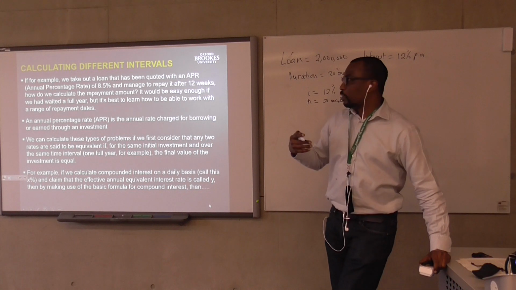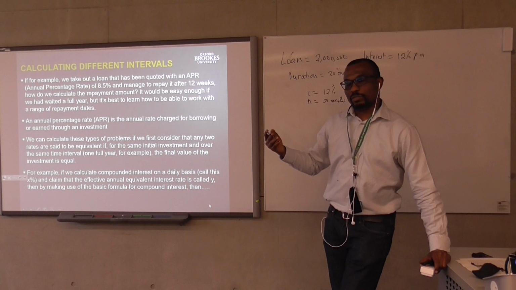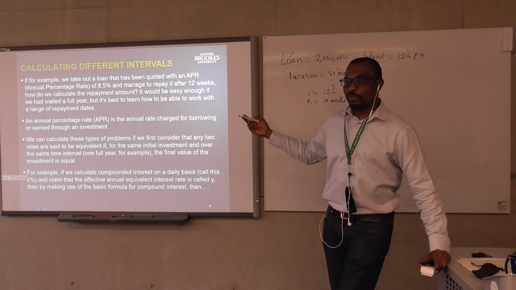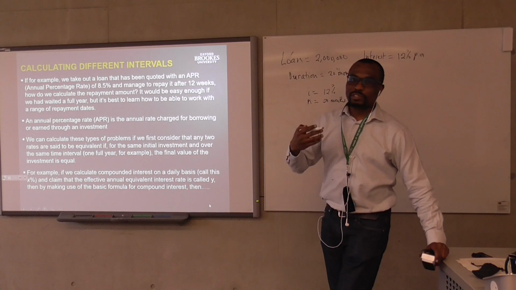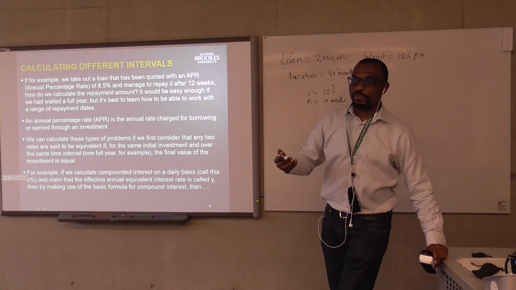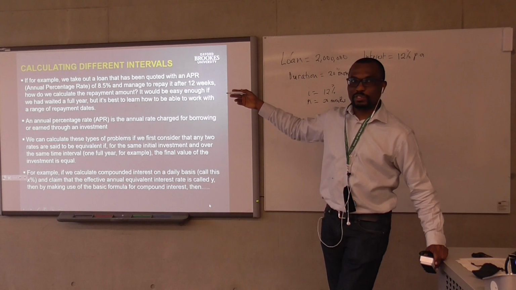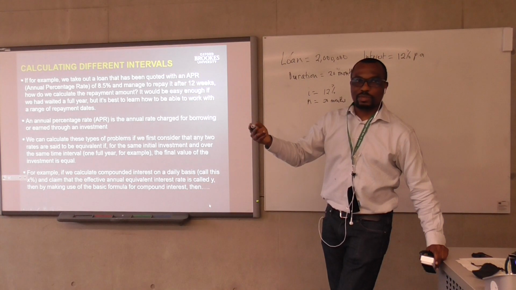But then you were able to pay that loan after just 12 weeks. We have 52 weeks in a year, but you're able to pay that loan in just 12 weeks. So in calculating the total interest you're supposed to pay to the bank, it will definitely not be the total of the 8.5%. You want to know how much interest you have to pay on that amount.